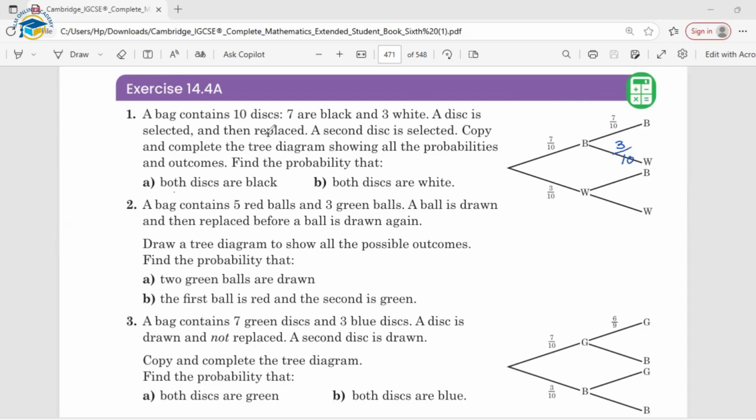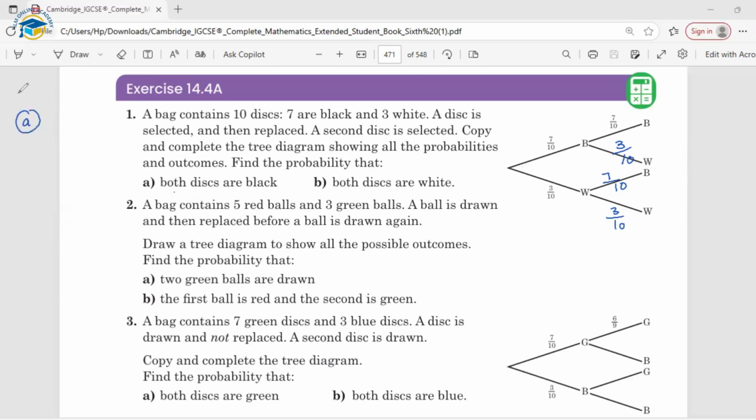As this question is like they're replacing it back, so your total probability will not be changed. 3 by 10 will be the white balls probability. Here they wrote 3 by 10. So this probability will be 7 by 10 because they're talking about black over here. This was white, but this was black. Next, white probability. So again, 3 over 10. So our tree diagram is completed now. According to this tree diagram, now we will be going on with A and B part.